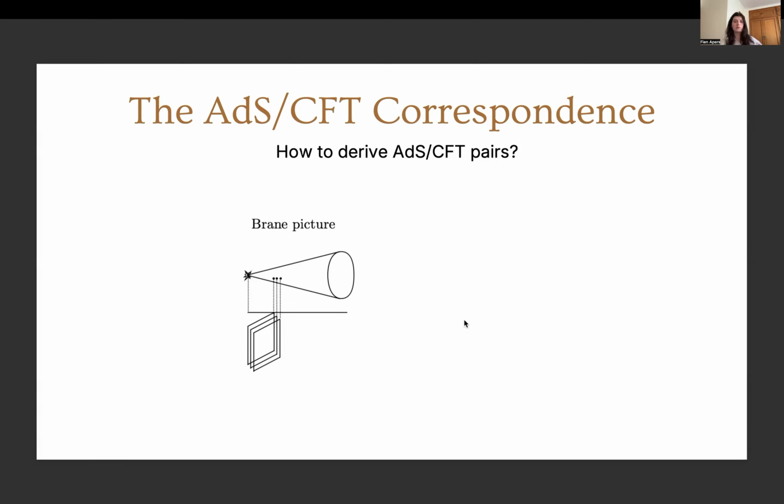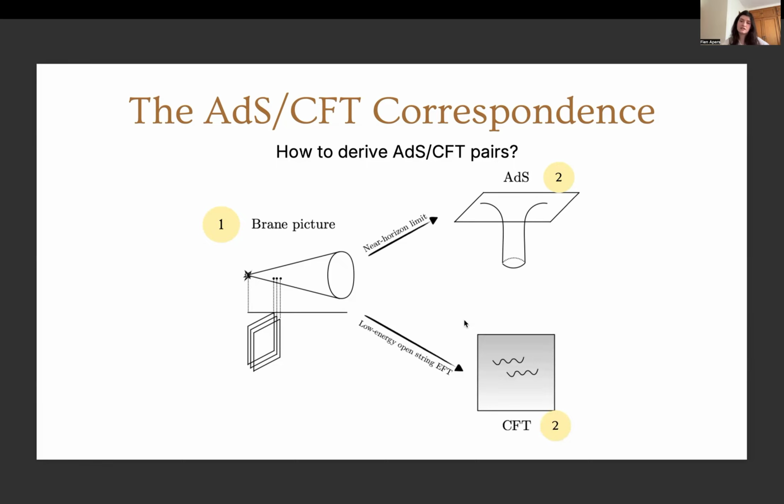Okay, so in the AdS/CFT correspondence, how do we usually, or historically, derive AdS/CFT pairs? We start from a brane picture. So we start from a stack of D-branes, either in flat space or probing some singularity. And then by looking at these D-branes from different perspectives, we can derive the AdS/CFT correspondence. For example, we can look at the near-horizon limit of this geometry, where we find AdS vacua, or at the world-volume theory of these D-branes, where potentially a conformal field theory lives. These two perspectives must be equivalent, and that's how we get to AdS/CFT holographic pairs.